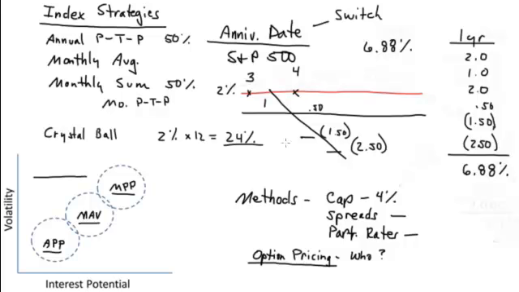The point of this video is I wanted you to understand the major strategies, and remember, go to option pricing to understand how the pricing of an option works inside Index Annuity and the methods, the difference between a cap, a spread, and a participation rate.